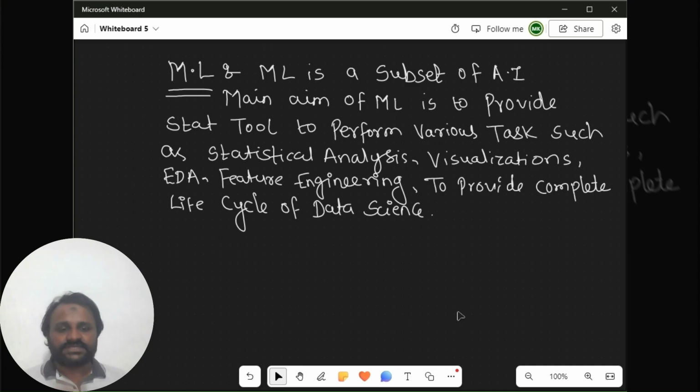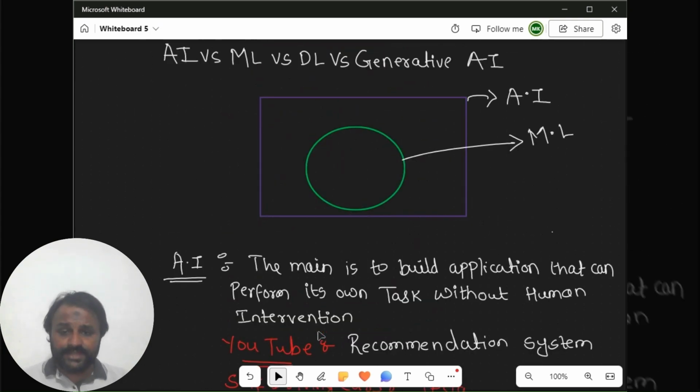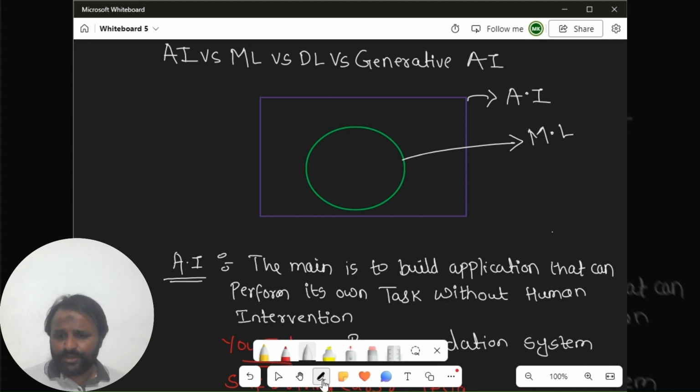So hope everyone understands what is AI, what is ML. Now we are moving towards the third important one. I'm entering into deep learning. It's very important for those who are looking to upgrade their career in the domain of deep learning. So deep learning is a very interesting and very important part.